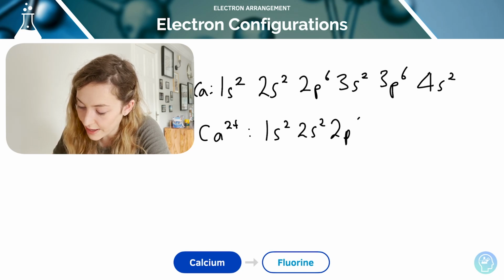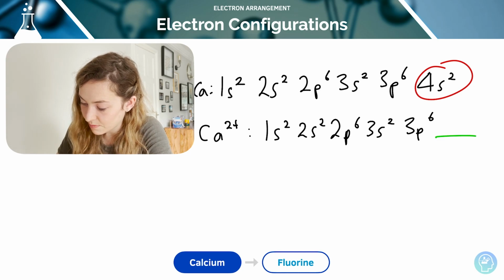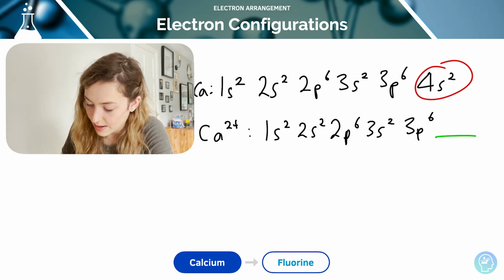We do not remove electrons from the lower energy levels. We are just going to remove those final 2 electrons. And so there is nothing. That is our configuration of my ion.